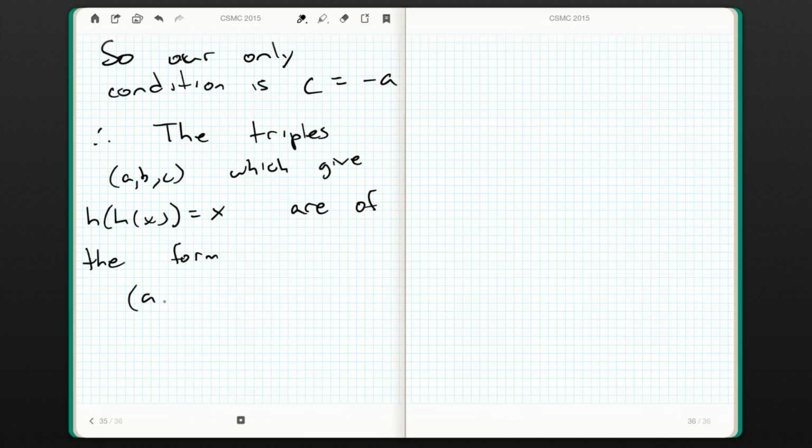We have any choice of A as long as it's not 0, and we have no constraints on B other than it can't be 0, and C has to be negative A. We'll just make the note A not equal to 0, B not equal to 0. And those work. At least they should work. And we can even double check, I guess.